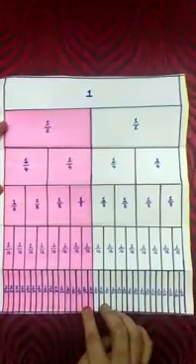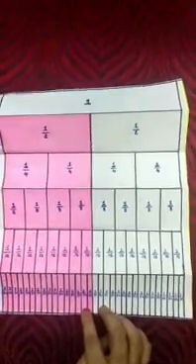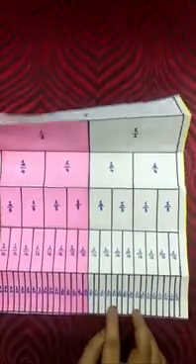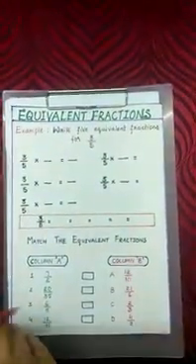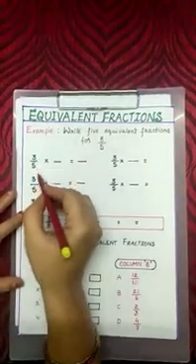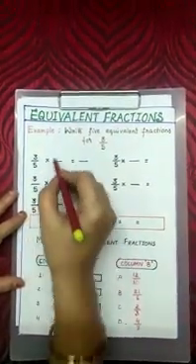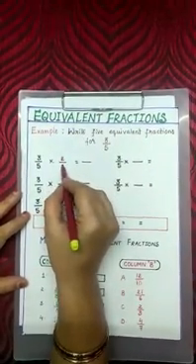So equivalent fractions are the fractions which express the value of the same part of a whole. I hope you understand this. Now let us solve some sums based on equivalent fractions. Write 5 equivalent fractions for 3/5. Take 3/5 and multiply the numerator and denominator by a fixed number. Let us take 2 here.